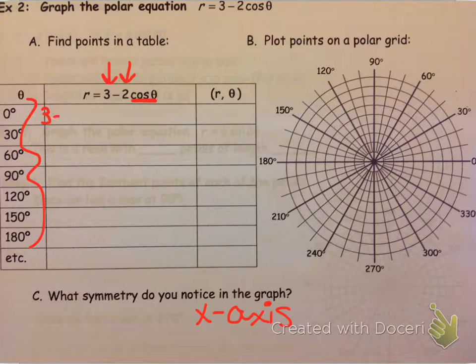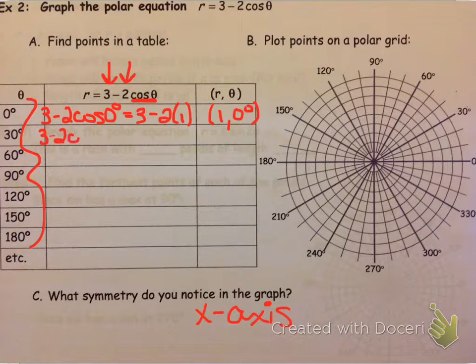You would do 3 minus 2 cosine of 0 degrees, and of course cosine of 0 degrees is 1. So you have 3 minus 2. So you get an answer of 1 at 0 degrees.